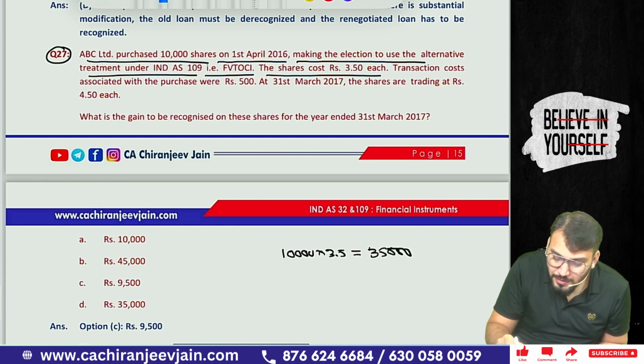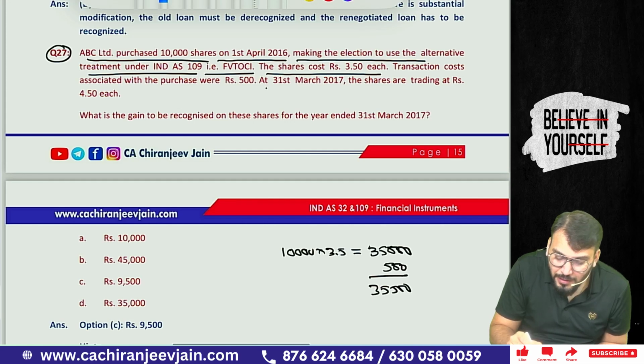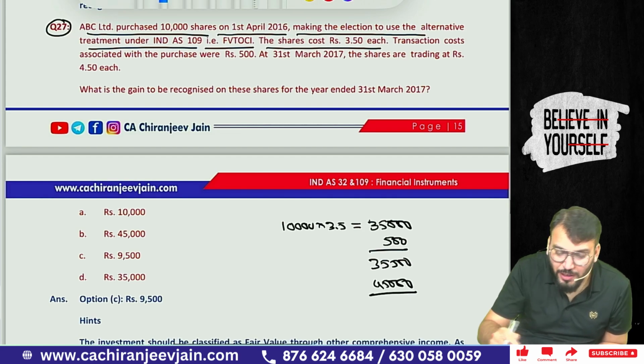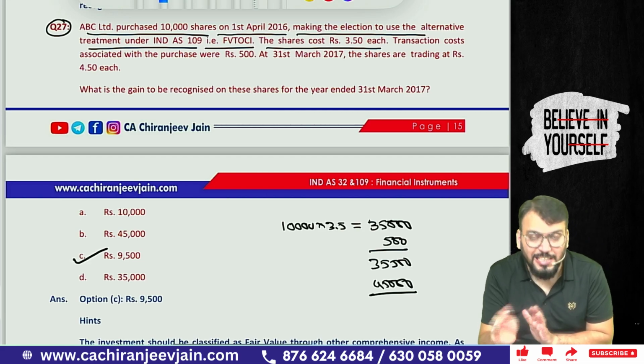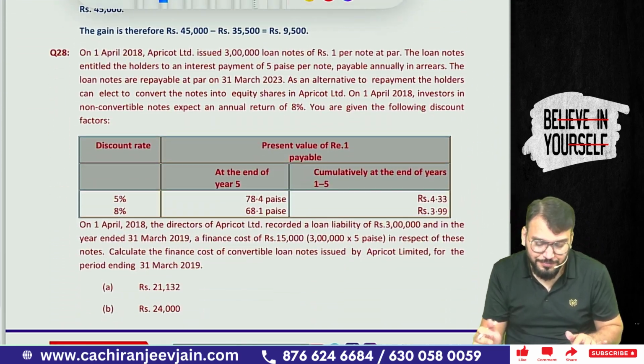The transaction cost associated with the purchase is 500. 500 will be added, so it becomes 35,500. And at 31st March 2017, the shares are trading at 4.50, which becomes 45,000. What is the gain to be recognized on the share? The gain will be 45,000 minus 35,500. So the gain becomes 9,500. That will be transferred to OCI. So 27, good question. 9,500. Easy.